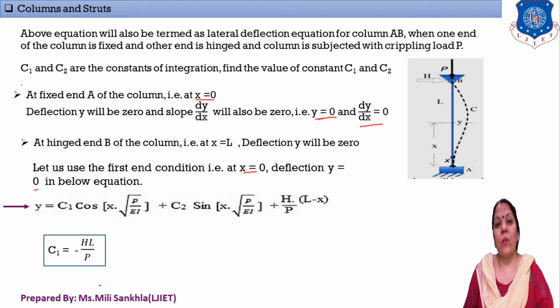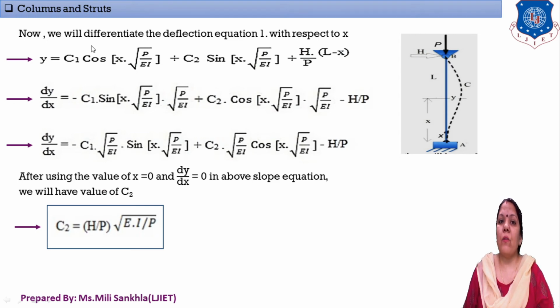Now we find our other constant, C2. For that, we differentiate our equation of y with respect to x, the equation of y given above.